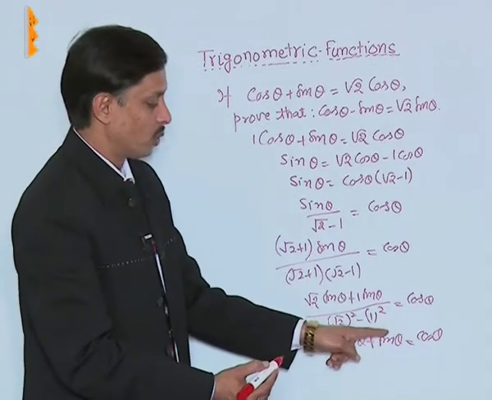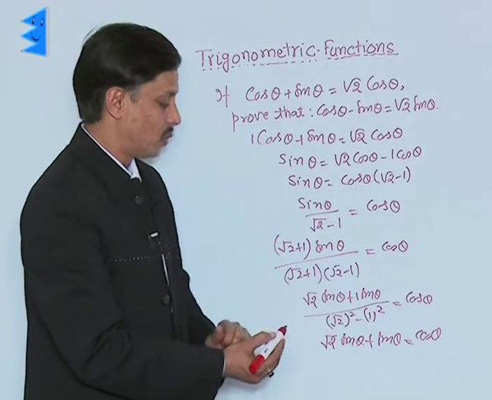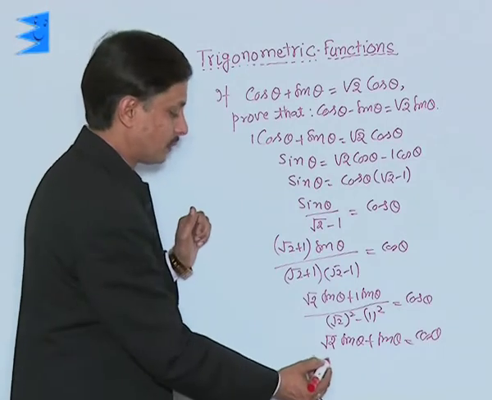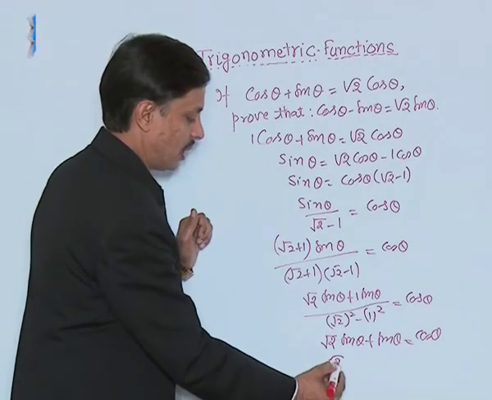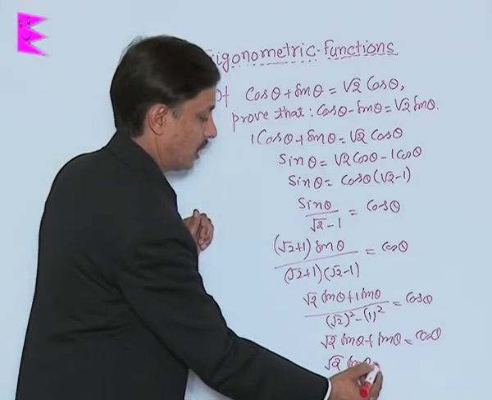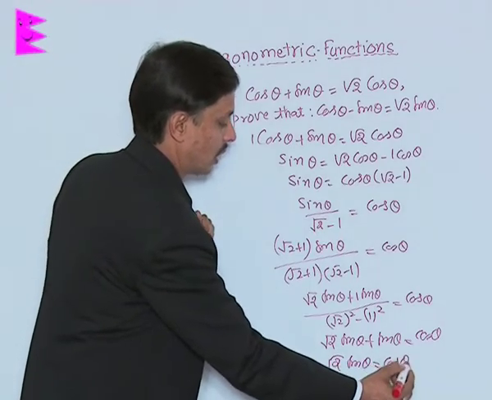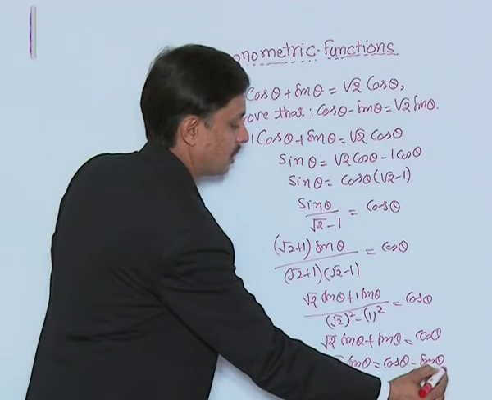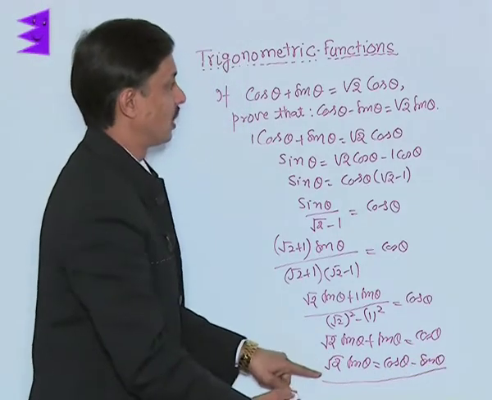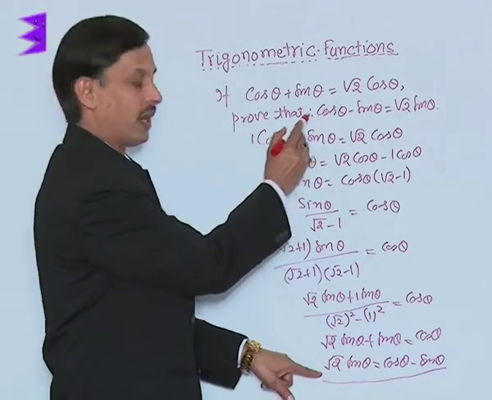If I ask you to shift sin theta from left to right, what will be the result? The result will be root 2 sin theta is equal to cos theta minus sin theta. This is the required result which we would like to show.